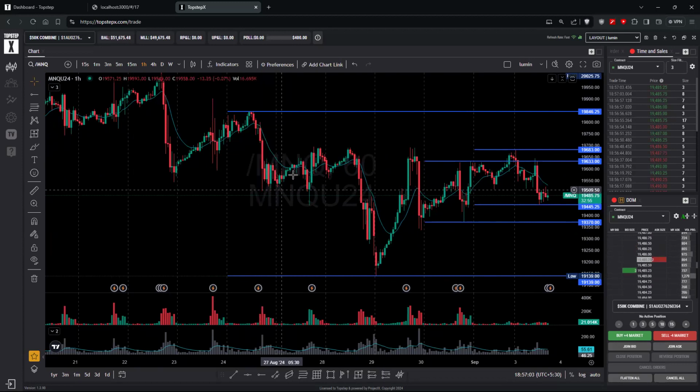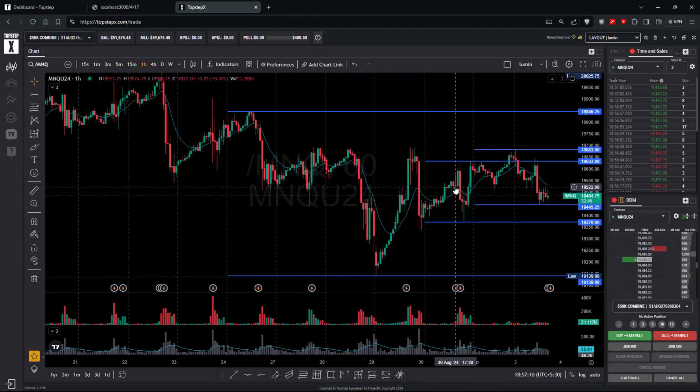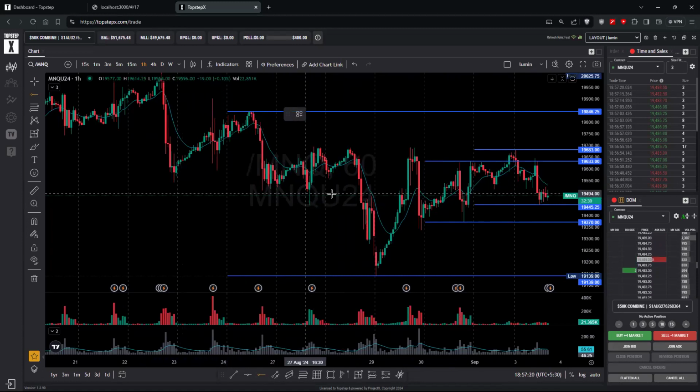You can see there are a couple of rejections here. There is a rejection here. There is a rejection here. There is some resistance here. There is a rejection here. There is a rejection here. So it's a pretty good hourly level. And these wicks are not aligned. They are not exactly at the same level.